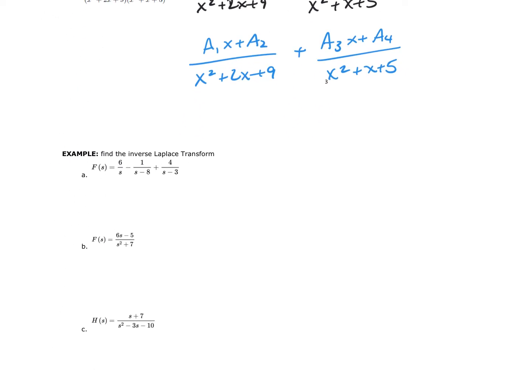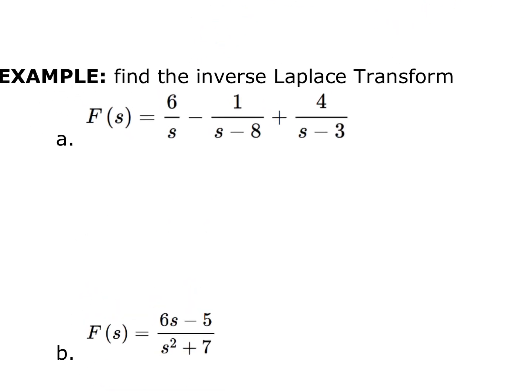Now, this is the meat of it. Find the inverse Laplace transform. So what I'm going to do is mess around with that, not being able to bring it in correctly for a while.